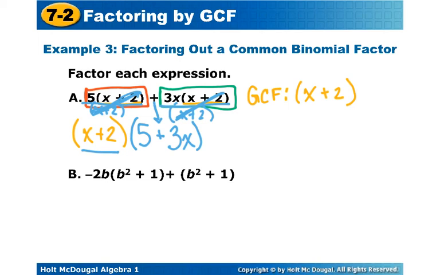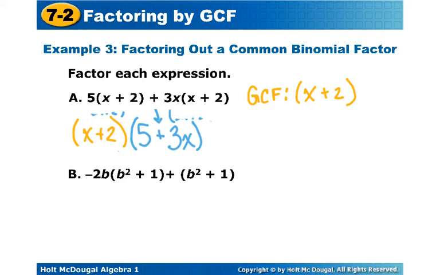So just to kind of go back over it, what you're looking at is your original problem that you're given, okay? You're noticing that they're both sharing a term, which is that x plus 2. That x plus 2 now is going to become your GCF. So you take one of them and you drop it out, and then these terms that are left, you create your own binomial with them, and you put that in as your second factor.